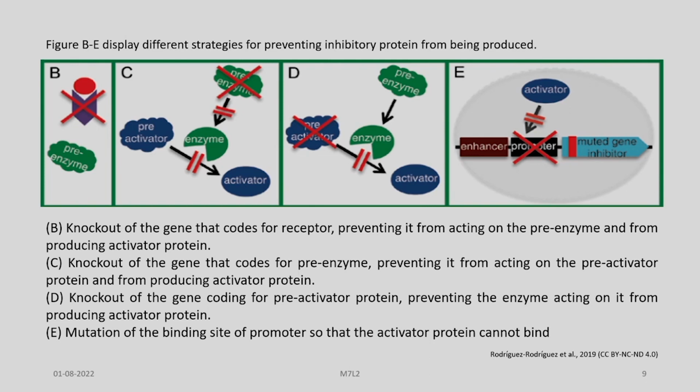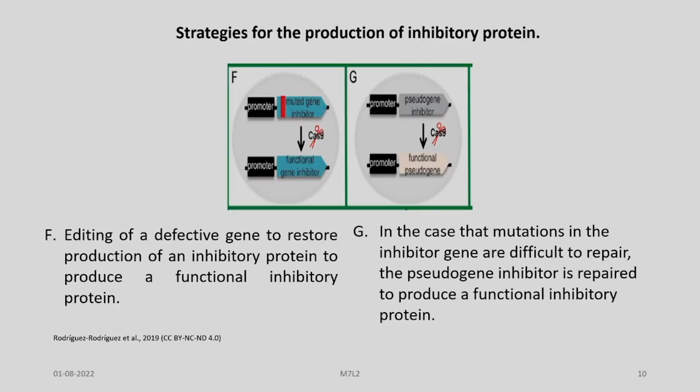In C, we knock out the gene that codes for pre-enzyme, preventing it from acting on the pre-activator protein and from producing activator protein. In strategy D, we knock out the gene which codes for pre-activator protein, preventing the enzyme acting on it from producing activator protein. And in E, we have mutation of the binding site of promoter, so that the activator protein cannot bind.